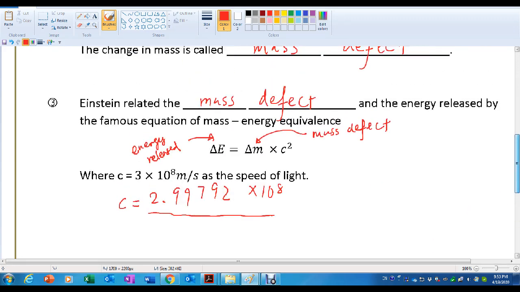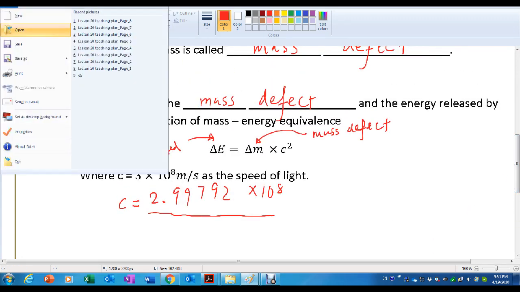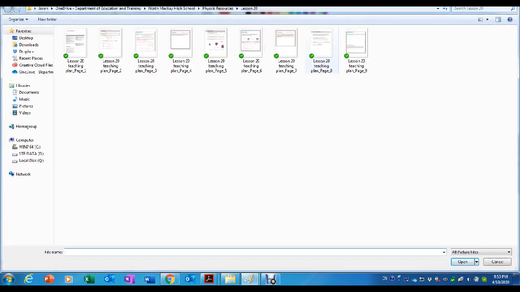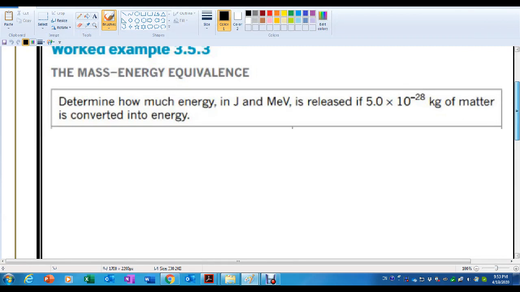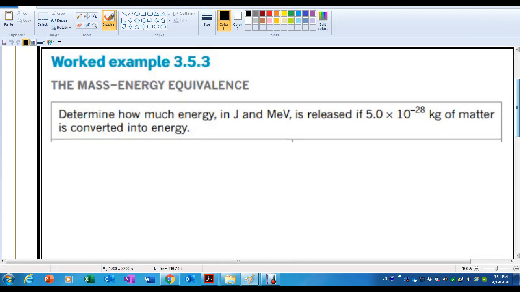All right. Okay. So remember this formula. We are going to use this very often from now on. Let's go to the other page. For example, if I know 5 times 10 to the power of minus 28 kilogram of mass, we convert that mass into energy.